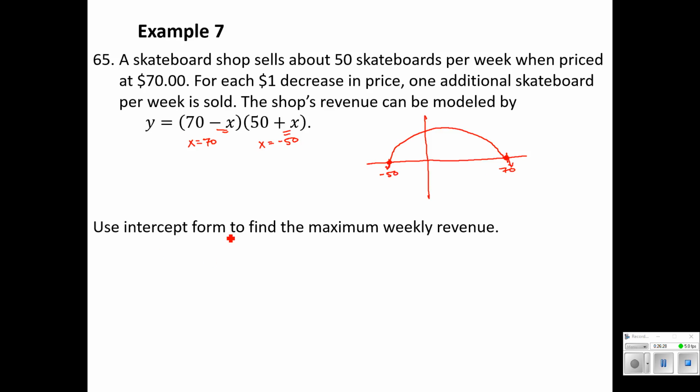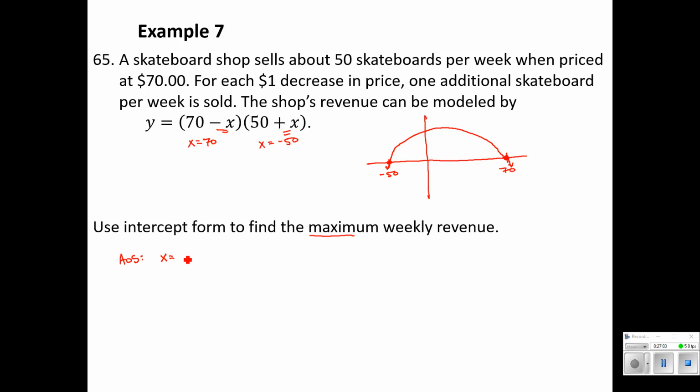Use intercept form, which was given, to find the maximum weekly revenue. All right, so this really doesn't have anything to do with completing the square today, but it's a nice additional look at how to navigate quadratic functions and parabolas. So let's see, if our two intercepts are negative 50 and 70, then we know that our axis of symmetry, which will give us the x value of our vertex, and the vertex, of course, will be the location of the maximum.